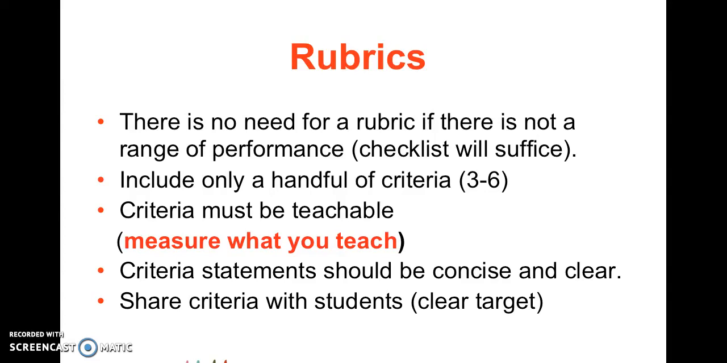It's also important to know that your criteria needs to be measurable and teachable. So you shouldn't teach things that you can't measure, and you shouldn't measure things that you're not teaching. And so those need to connect, and usually that's done with a rubric. Criteria should be stated concise and clear, and make sure you're sharing it with them. That's the point of a learning target or an essential question, is to truly let students know what the expectations are.